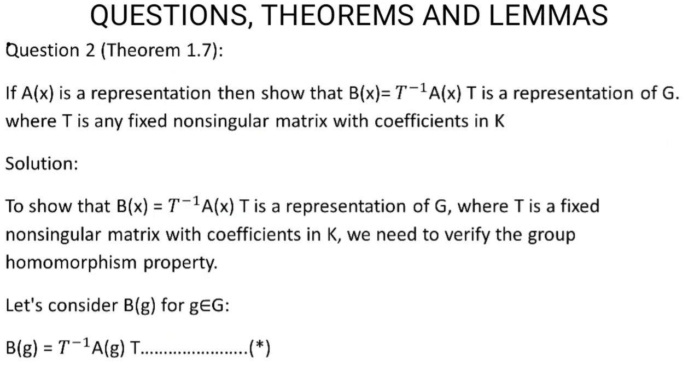The next question, which is question number 2 in the video on slide, is actually theorem 1.7. And it says, like I said, we phrased it into a question: if AX is a representation, we are to show that this BX, written in terms of AX, is a representation. And we're told that T is any fixed non-singular matrix with coefficients in K.